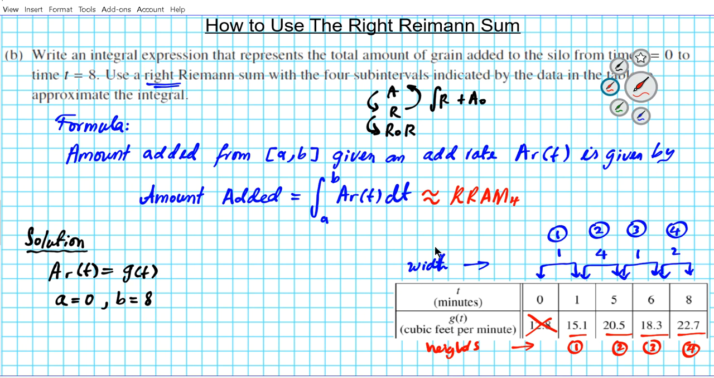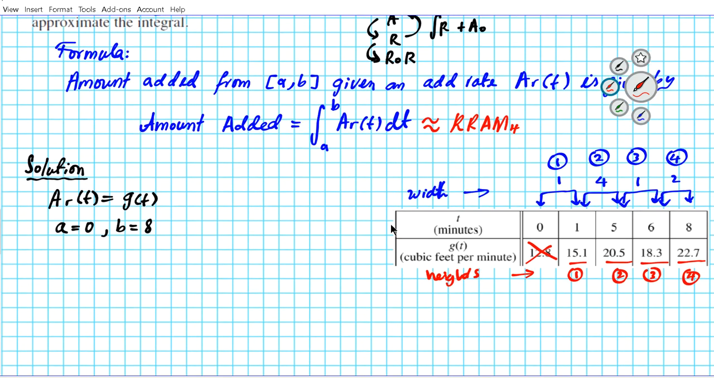So let's go ahead and put it all together. Now it's just basic geometry that we're going to be doing. So the amount added on this interval 0 to 8 is the integral from 0 to 8 of g of t. Now we don't have to add the initial amount. Guess why? Because we're not asked for the total amount. We're asked for the amount that was added.